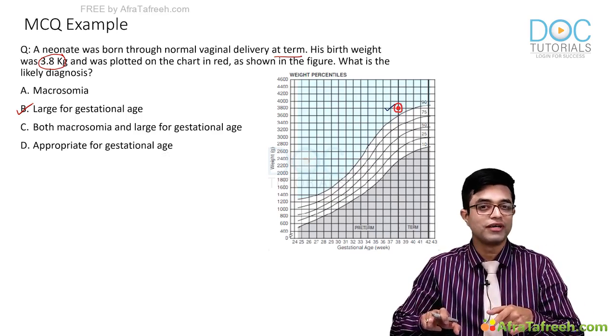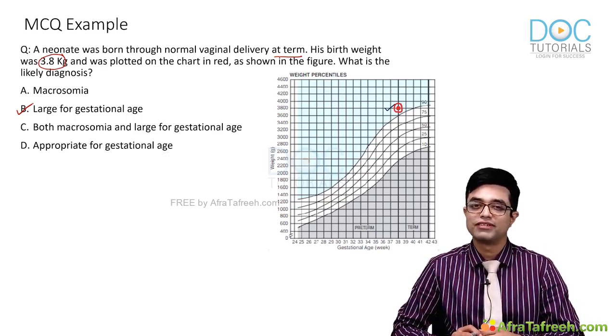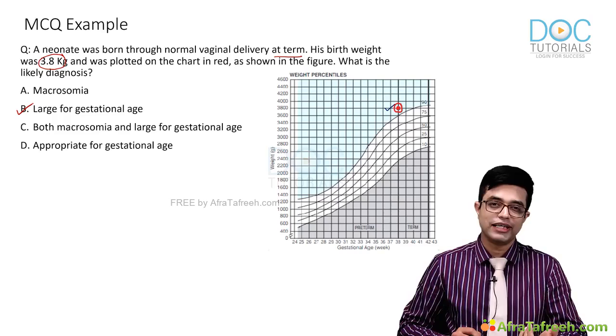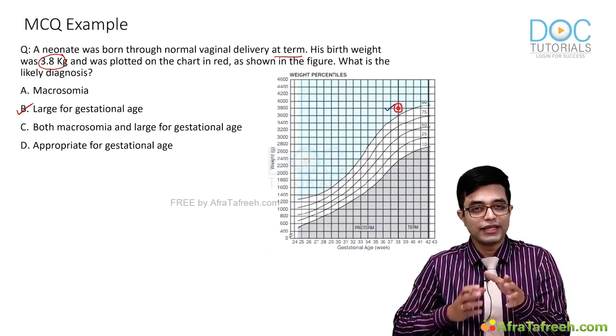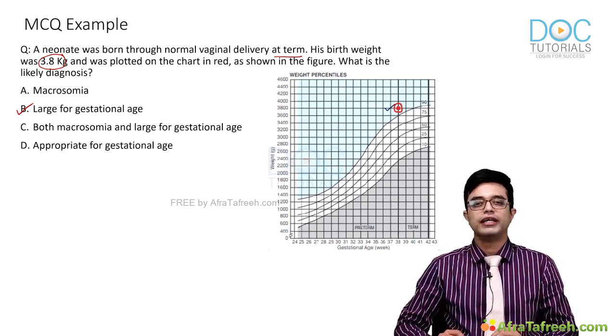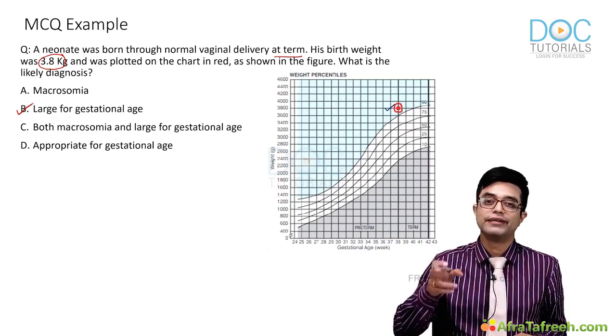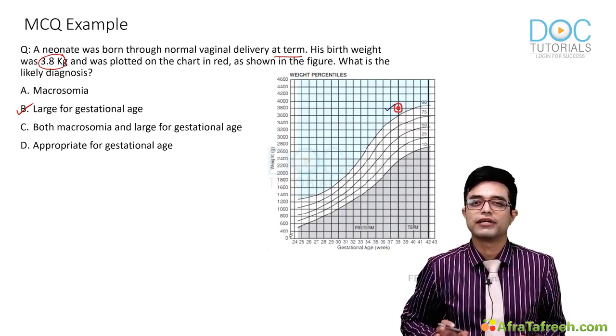Unless you have plotted on Lubchenko's chart, you cannot comment. So you would say, sir, the child might be appropriate for gestational age, but to tell whether it is appropriate or not, I need to plot on Lubchenko's chart. Immediately you will get passing numbers because the examiner will know that your concepts are crystal clear.